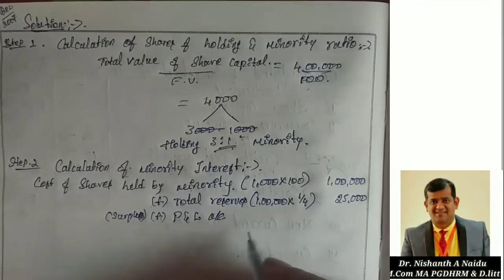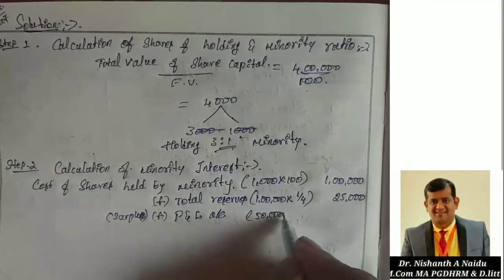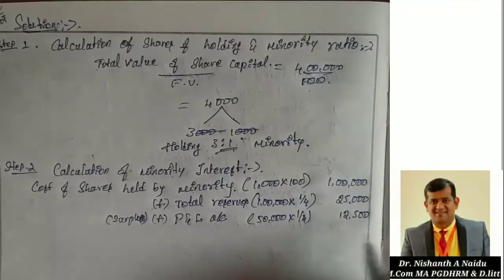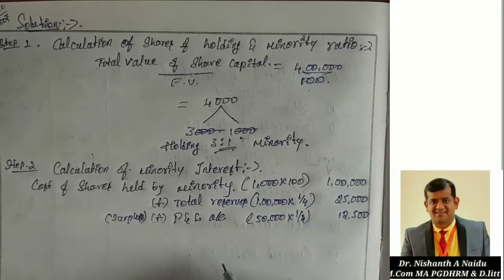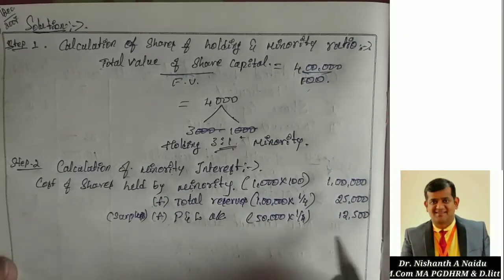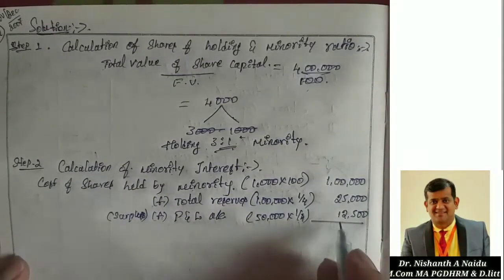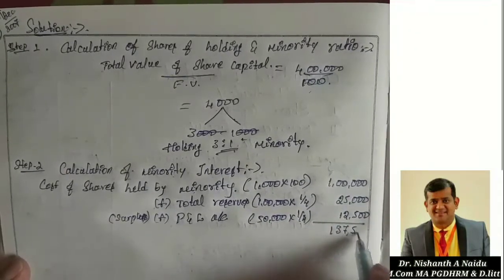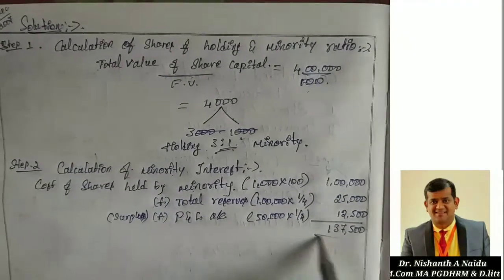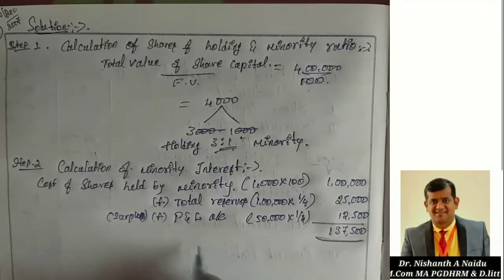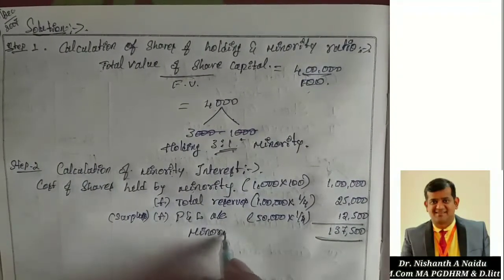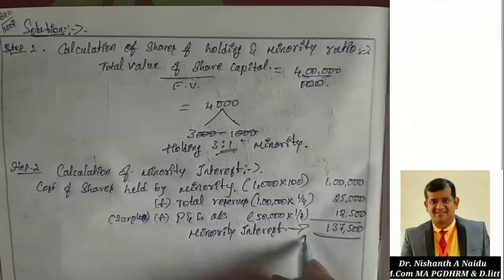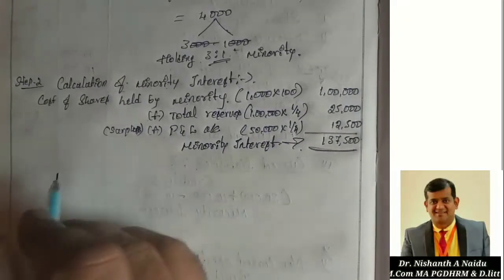So Q Company Limited is 50,000 rupees. So 50,000 into 1 divided by 4, that comes to 12,500. So now total it. How much you got? 1,25,000, 1,37,500. So total it and keep it. This we call as minority interest. Clear? Fine. So let us move to the next step.